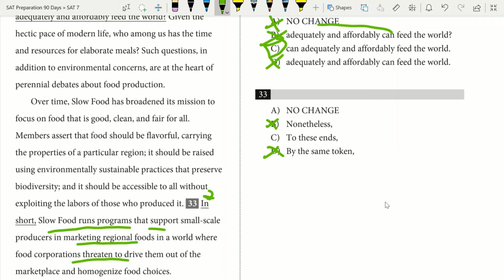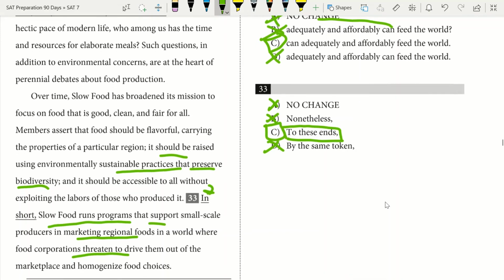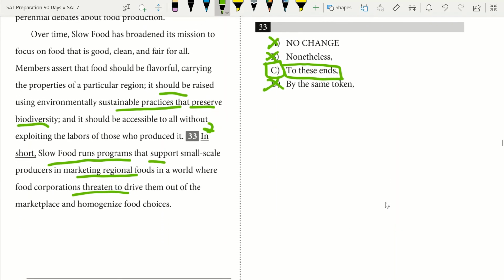What we're trying to transition between here is that we're talking about people who believe that sustainable practices are preserving biodiversity. Okay, we're not saying something in short, but we are saying to these ends, right? They want to preserve biodiversity, and to these ends, they're supporting these small regional producers. So to these ends, to support that biodiversity, diversity of flavor, they're doing the following things. So our answer for 33 then should be C.